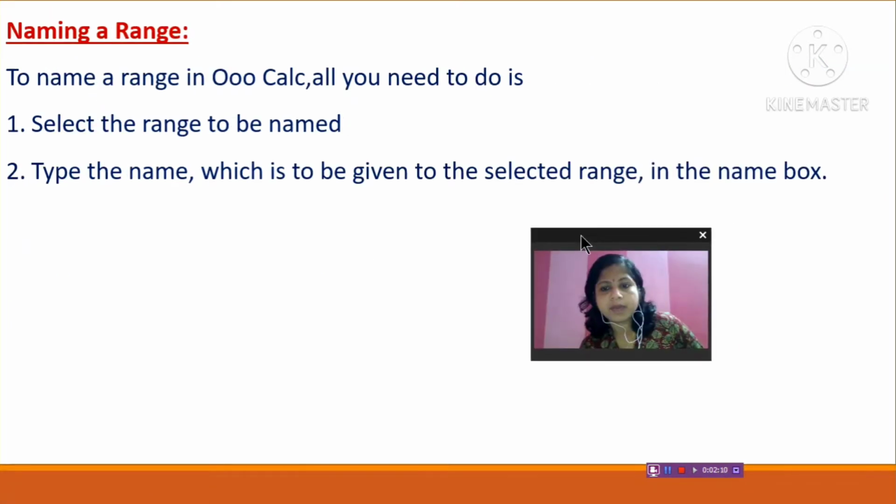Clear? Another one is to name a range. How to name a range? A range means a contiguous set of cells. But how can we give a name to a range? For that, select the range to be named, then type the name which is to be given to the selected range in the Name Box. Clear? So how we'll use this name in functions or in formulas, I'll show you.